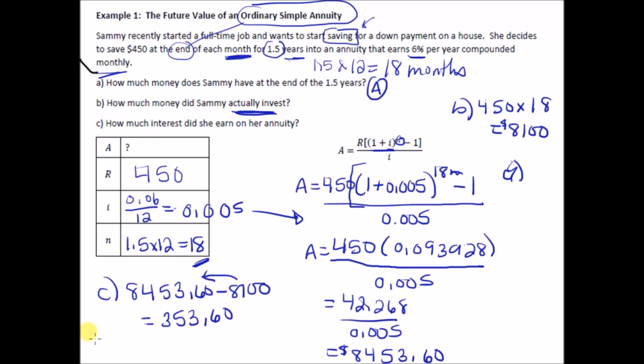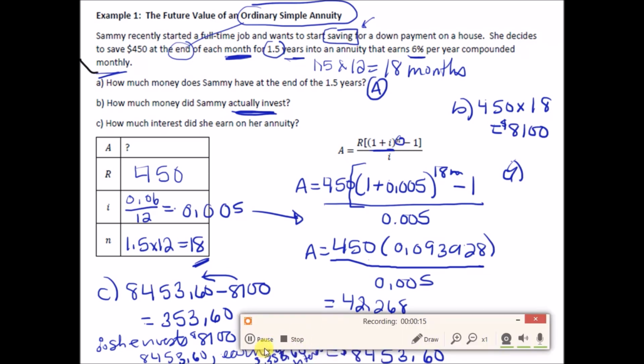Okay, and then you can make a therefore statement. Therefore, she invests $8,100, grows to 8453, earning $353.60 interest.